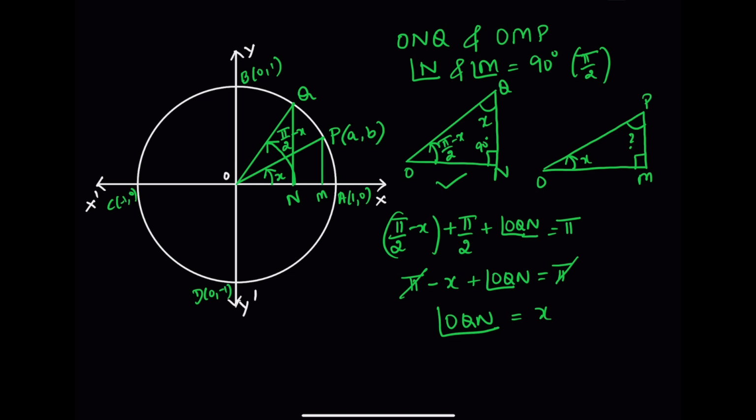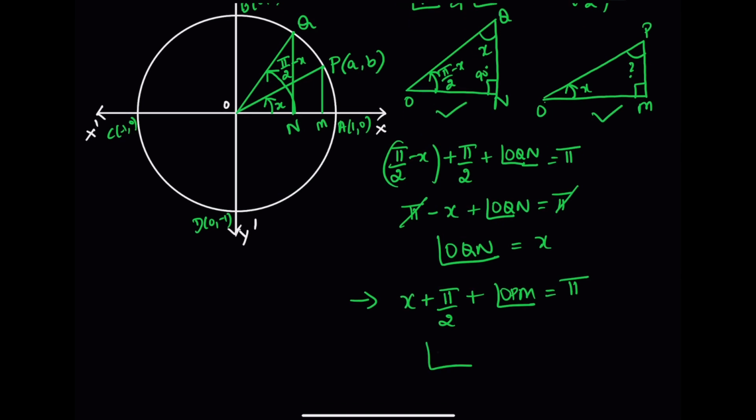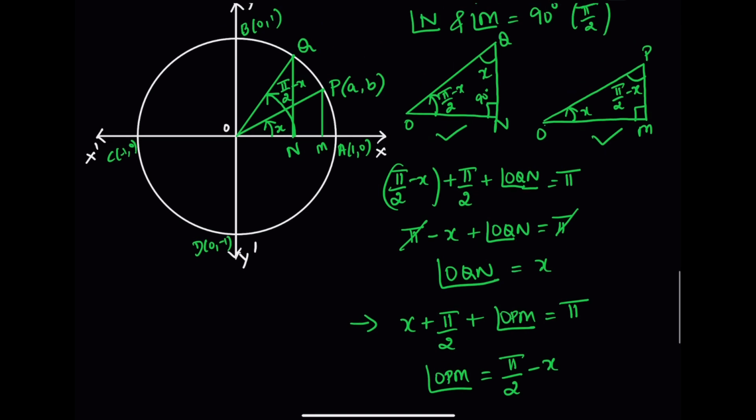Now in a similar way, let's find the angle at OPM in the second triangle. So in that case, we will have x plus pi by 2 plus angle at OPM is equal to pi or 180 degrees. So angle at OPM is equal to pi by 2 minus x. So now we know that angle at P here is pi by 2 minus x.